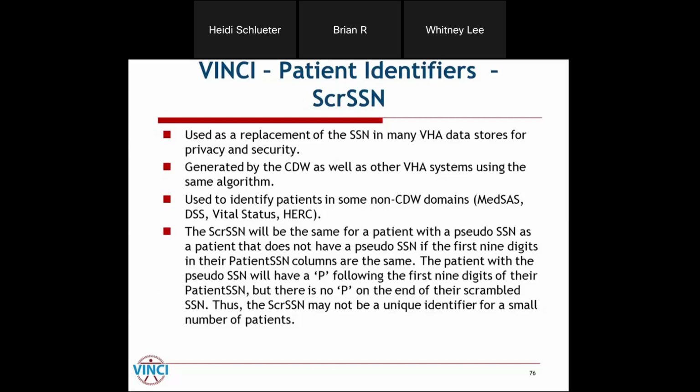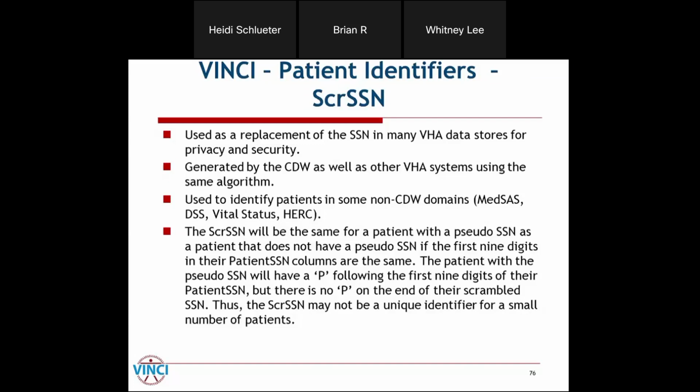We also have the scrambled SSN, or SCRISN. So this is used as a replacement of the SSN in many VHA data sources for privacy and security reasons. So the scrambled SSN is generated by CDW as well as other VHA systems using the same algorithm. It's used to identify patients in some non-CDW domains, including MedSAS, DSS, Vital Status, and HERC.